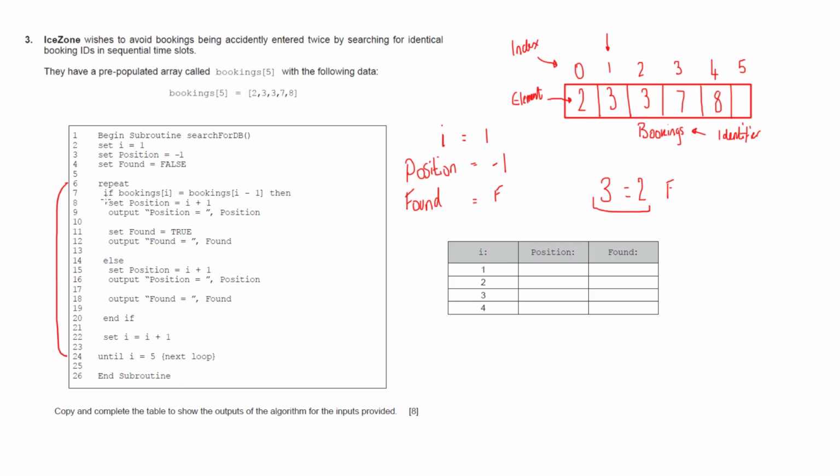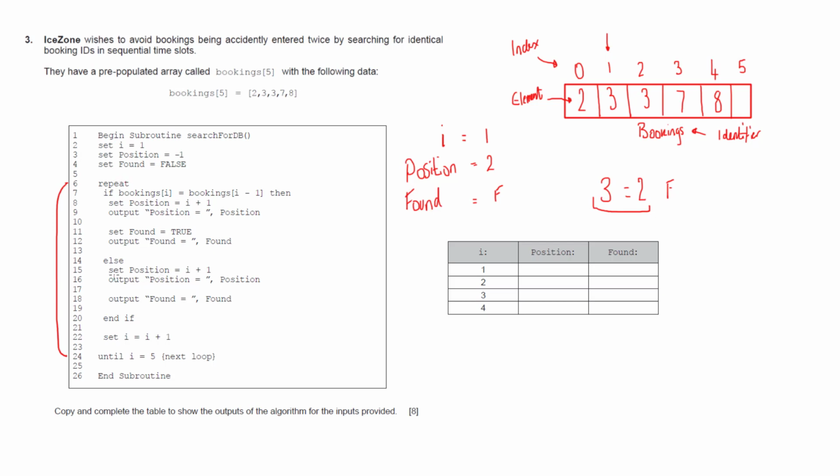Because it fails, it jumps down to line number 14, because this is the else part of our if statement. It says else set position to equal I plus 1. I is currently 1, we add 1 to it, that becomes 2, and we store that inside the variable position. So -1 gets removed from position, and we get the value of 2.